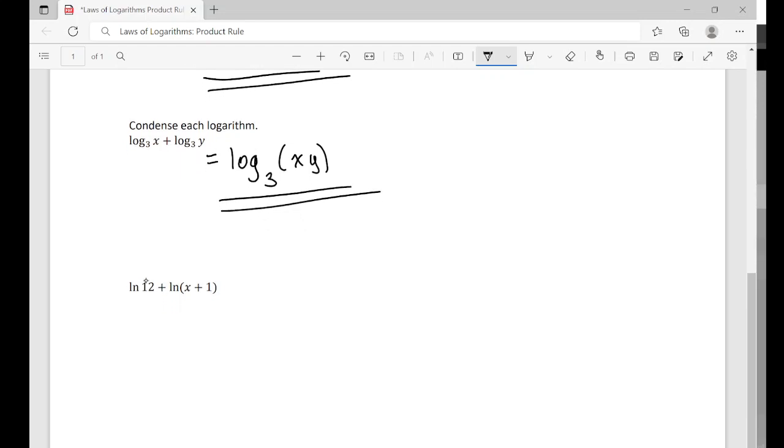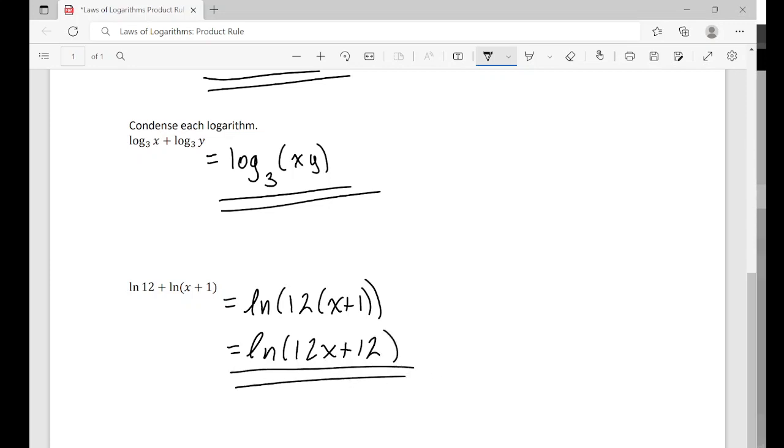Now I'm going to do it one more time. I got ln 12 plus ln of x plus 1. Both are ln's, separated by addition. So because it's addition, I'm going to bring them back together as multiplication. So ln of 12 times x plus 1. And that's a good way to end it here, but again, let's take it one step further. I'm going to distribute the 12 inside, and I'm going to get ln of 12x plus 12. And here is my condensed logarithm for this rule.